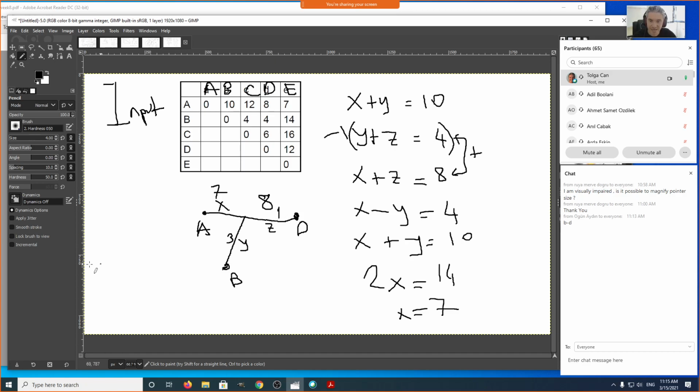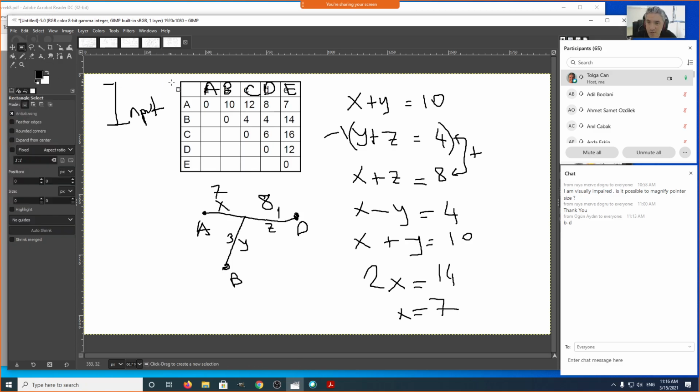So right now, the tree is going to look something like this. Let me copy this part. Let me copy this one again to a new slide.